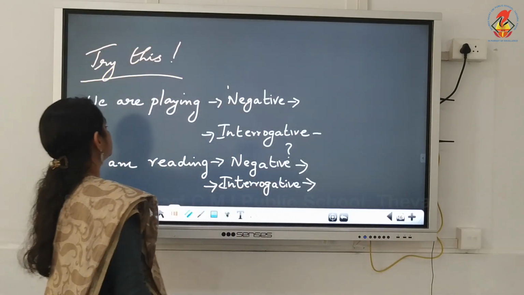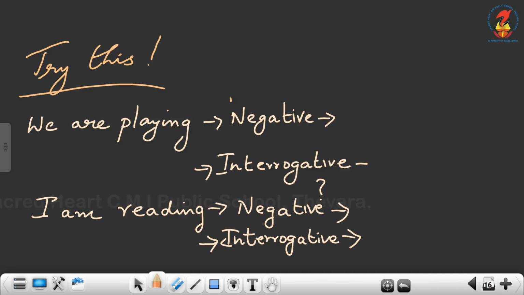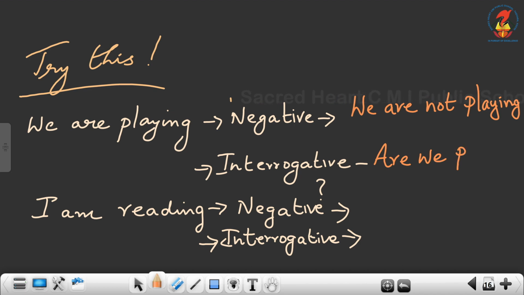Okay, children, now let us try this. We are playing. How will you change that to a negative sentence? Make it negative by adding not. What is that? We are not playing. This is how you can make it negative. Then interrogative, question using are, is it? So, are we playing? Like this you can frame questions using are.